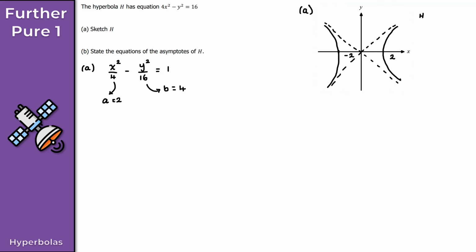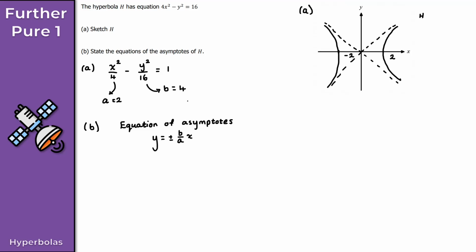Now for part B then, it says state the equations of the asymptotes of h. So just a quick follow on then from part A. So don't forget then, the equations of the asymptotes are given as follows. So the equation of the asymptotes here is y is equal to plus or minus b over a x here. Okay, or b over a times x, whichever way you want to say that.